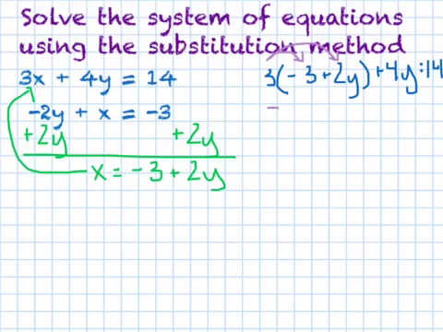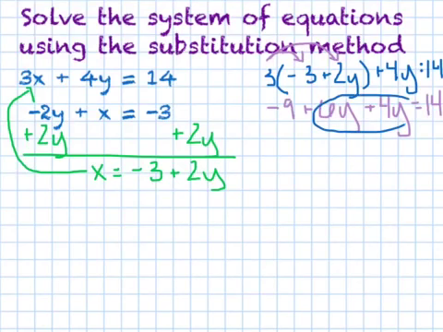So 3 times negative 3 is negative 9. 3 times 2y will be positive 6y plus 4y equals 14. Let's go ahead and combine our like terms. We have 6y and 4y. So negative 9, 6y plus 4y will be 10y equals 14.